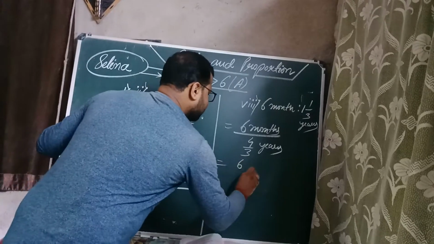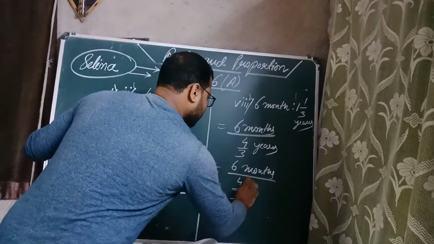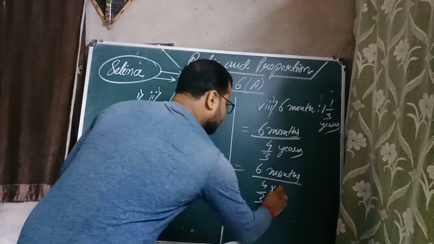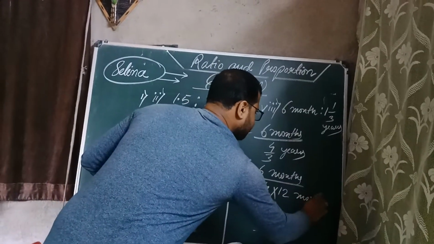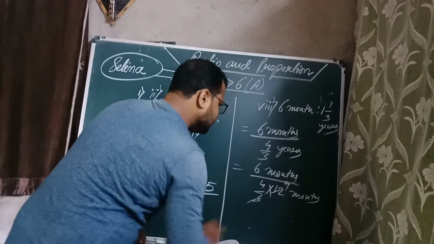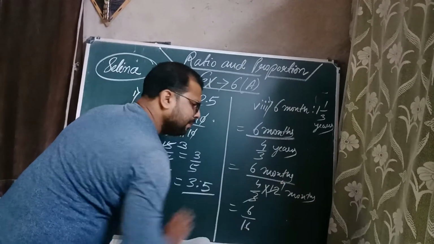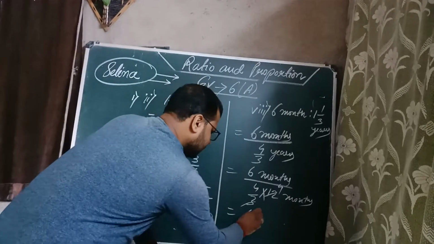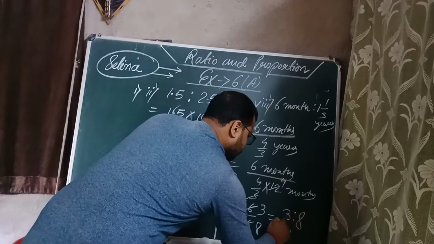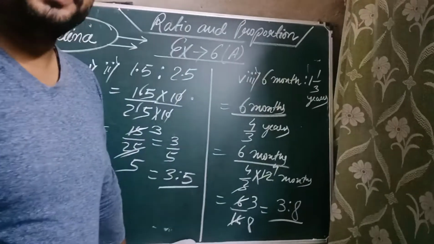So, 6 months and 4 by 3. In a year, how many months are there? Students, 12 months. Everyone knows that. So, we'll have to multiply by 12 so that it will be converted into months. First class, no problem. 3 4s are 12. Cancelled. So, 6 by 16. Now, both are in months. So, we can cancel it. So, we have cancelled also. 3 2s are 6. 8 2s are 16. How much? 3:8 is the answer for this question. 3:8. I hope it is clear, students.